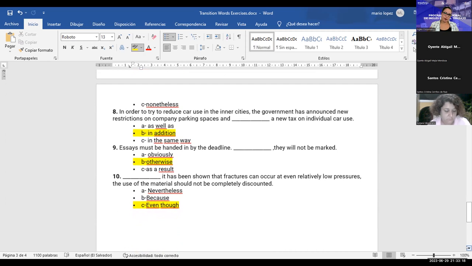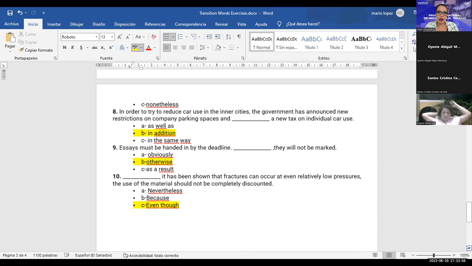Number eight: in order to try to reduce car use in the inner cities, the government has announced new restrictions on company parking spaces and a new tax on individual car use. So yes, it can be in the same way or in addition. That's okay. If you put in addition, that's okay. In the same way, also.